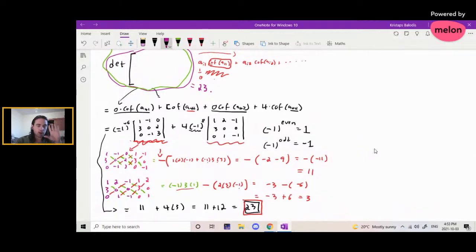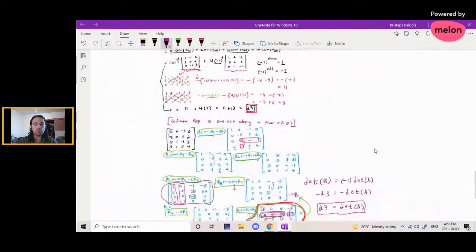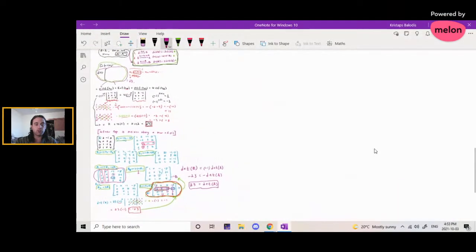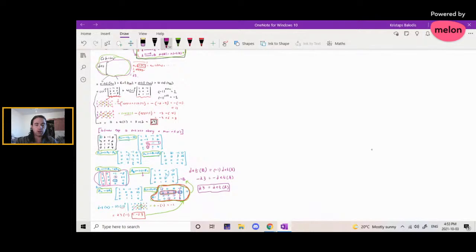So again, I really want to stress this point, because you might be thinking right now, well, this other method seemed so much longer. It seemed like a lot more steps.